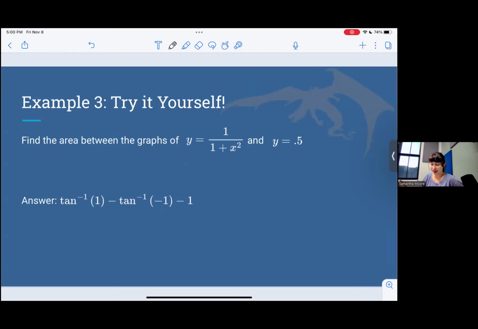Hopefully you actually paused and tried it, but I claim the answer that you should end up getting. Note when you antiderive this, the antiderivative of that is arctangent. So you should end up getting that your answer will be arctangent of 1 minus arctangent of -1 minus 1.